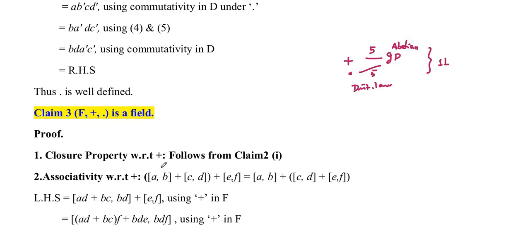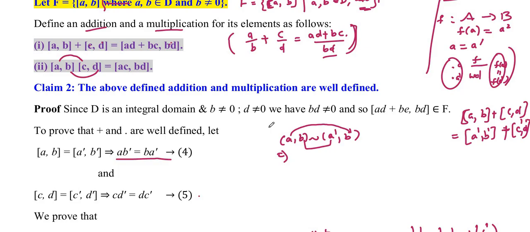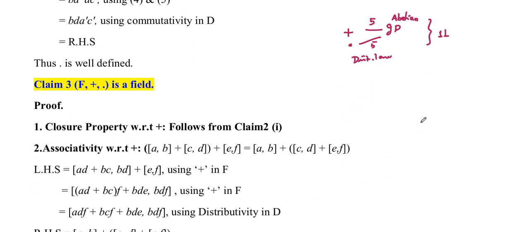So you have first one, closure property. Now this one follows from the claim, the first one, that is well definedness. So from that it tells that it is there in our capital F. And not only that, the second component should be non-zero for any element to be a member of F. When we consider this, B is non-zero, D is non-zero, so that means BD should be non-zero. And it is well defined, and therefore closure holds.